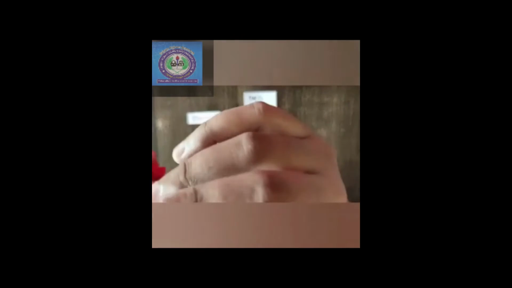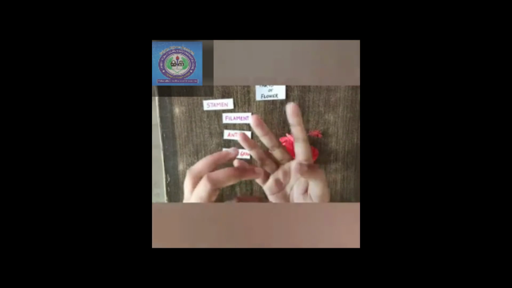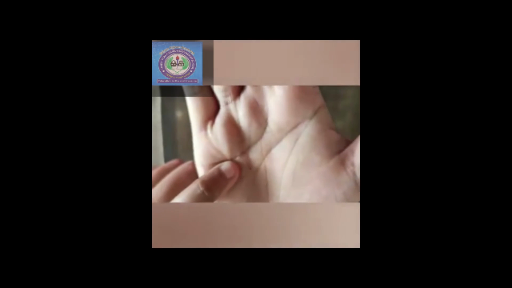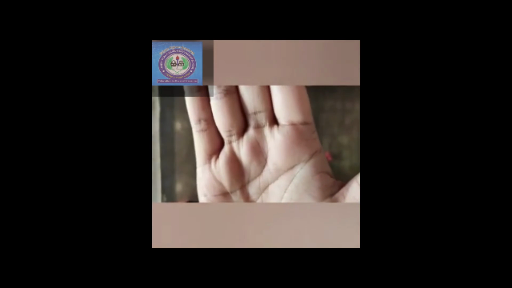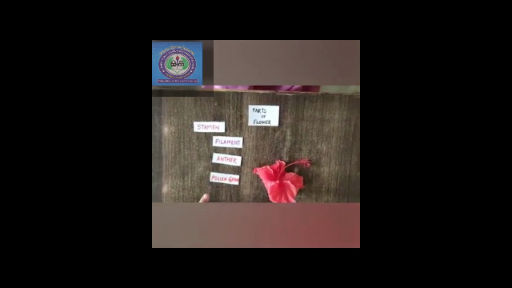I'll show you the filament. Can you see this red line, which is connected to this whole cylindrical thing? This is known as filament. I'll just tear it and show you. This long red thing is the filament, and the upper circular part, which you can see in yellowish color, is actually the anther, and inside it the pollen grains are present. So there are three parts of stamen.